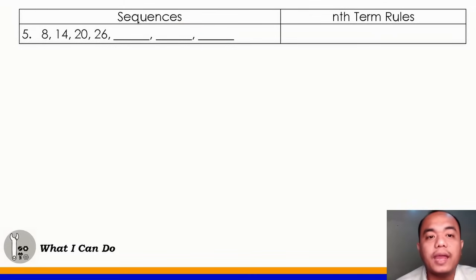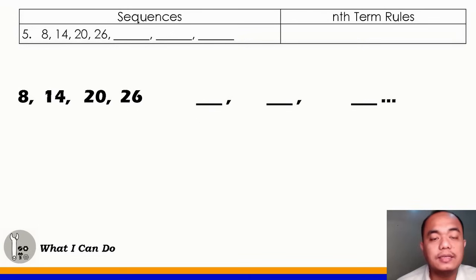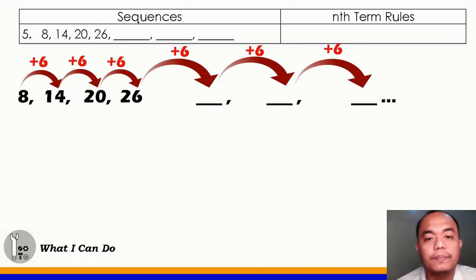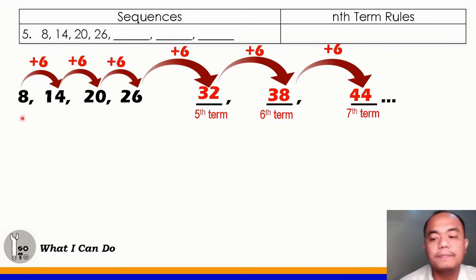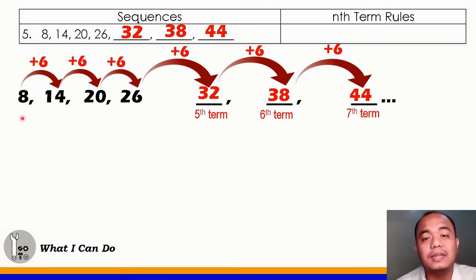Next, number 5, we have 8, 14, 20, and 26. So 26 is our fourth term here. Again, obviously, we have a common difference of 6. So we have 32. 26 plus 6 is 32. 32 plus 6 is the sixth term, which is 38. And then 38 plus 6 is 44, our seventh term. So 32, 38, and 44 are the next three terms in the sequence.